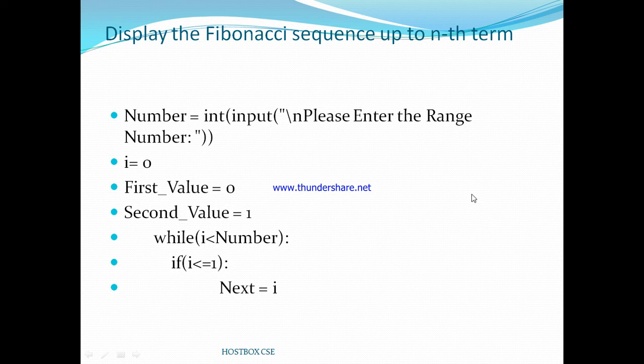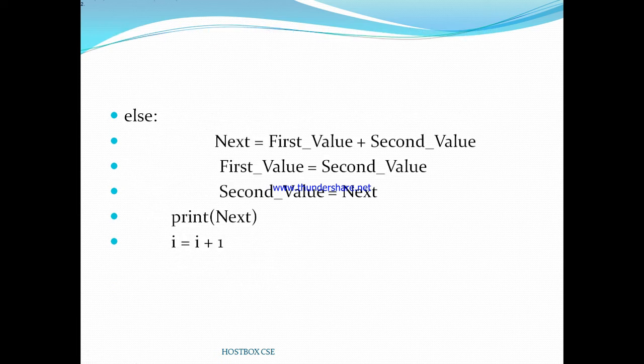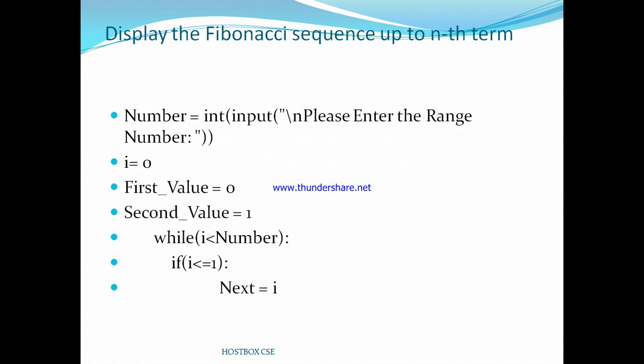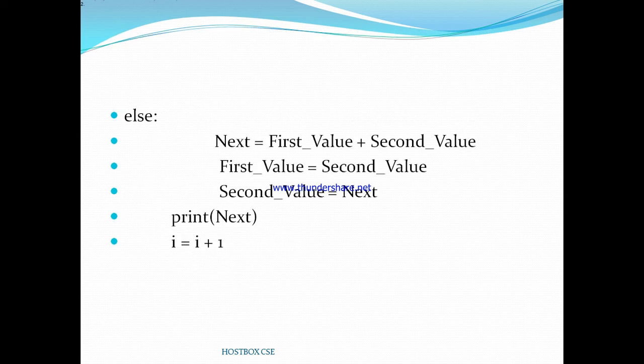There are a lot of methods to do the Fibonacci series. I am going to use only the while condition. So I am giving here while i less than number, what will happen? Then to check the condition, if i less than or equal to 1, then next is equal to i, and continuously else. If the condition is false, it comes to the next loop, that is our program.